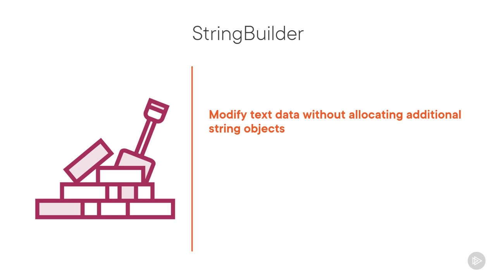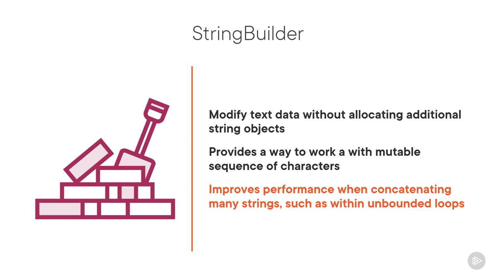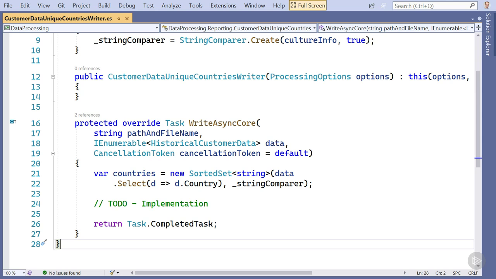The string builder class can modify text data without creating additional string objects. It essentially provides a way to work with a mutable sequence of characters. For example, if your code concatenates many strings within a loop, it will often boost performance to utilize the string builder. In an upcoming clip, we'll discuss how it achieves this. Let's dive back into the code to start using the string builder in our application.